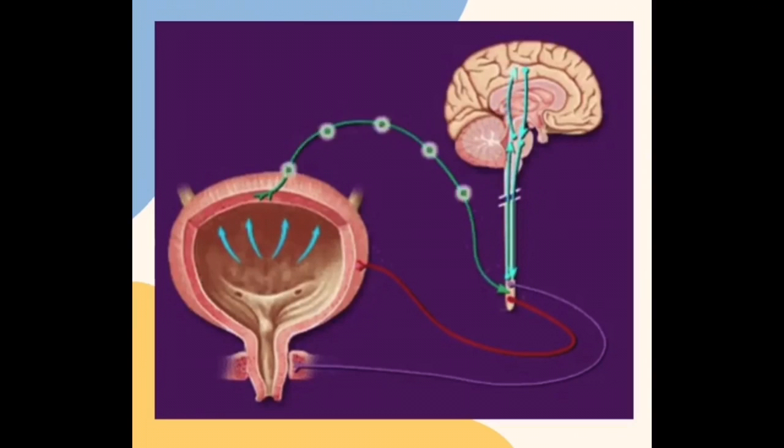Normally, the urge to urinate results from stretch of the urinary bladder wall, but irritation of the urinary bladder or the urethra by a bacterial infection or some other condition can also initiate the urge to urinate.